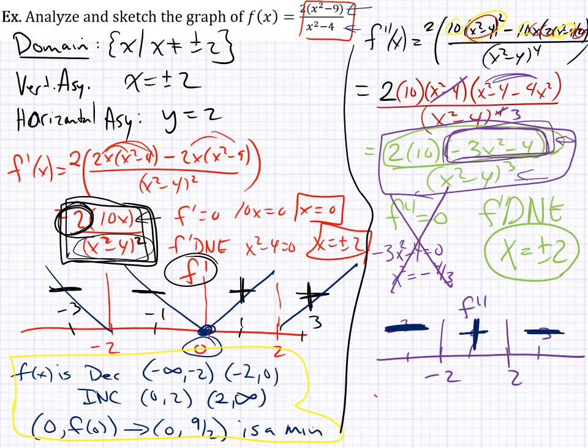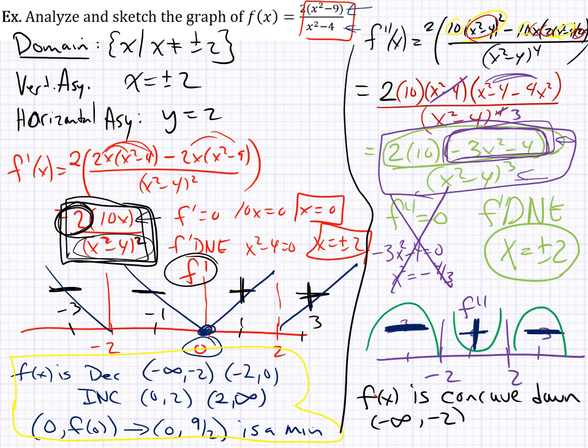So what does that tell me? It tells me my function is concave down, up, down. So let's write that out. F of x is concave down from negative infinity to negative 2 and 2 to infinity, and up. I should say concave up. I'm running out of room here. Concave up on negative 2 to 2.